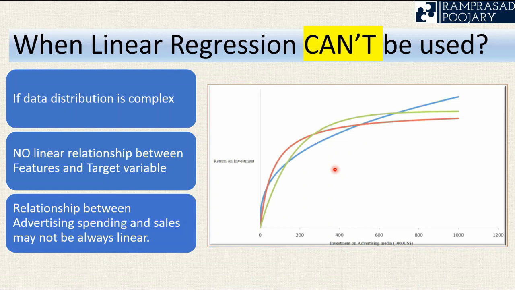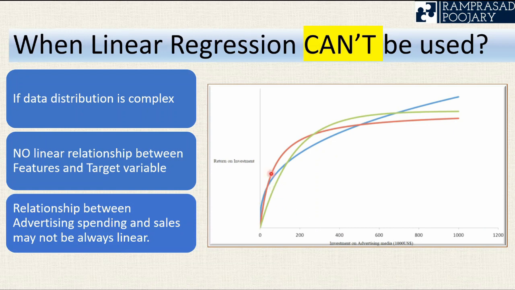When linear regression cannot be used: if a data distribution is complex, let us look at this particular data graph. You can see that it is not linear. Maybe up to a certain point it is linear, but after that it is non-linear. In such cases you cannot use linear regression because there is no linear relationship between a feature, that is the x-axis, and the y-axis here.